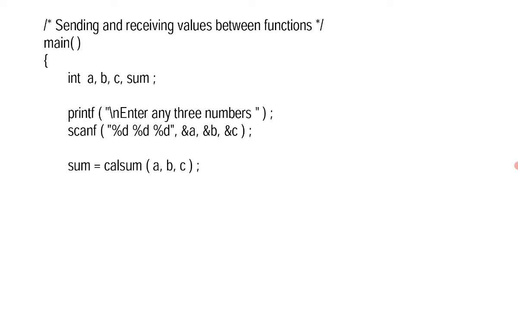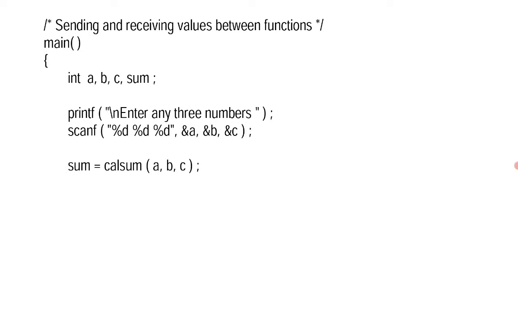Here calsum is a user defined function. Calsum is the name of the function. So this is a user defined function, not a system defined or library function. User defined functions are generally written by the users or programmers. Here a, b, c are written within the brackets only, and they are separated by commas. So here, what are a, b, c?